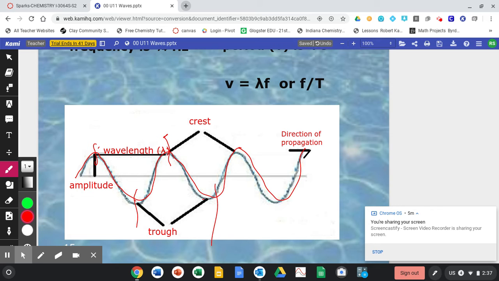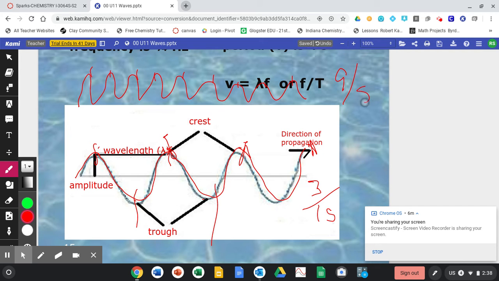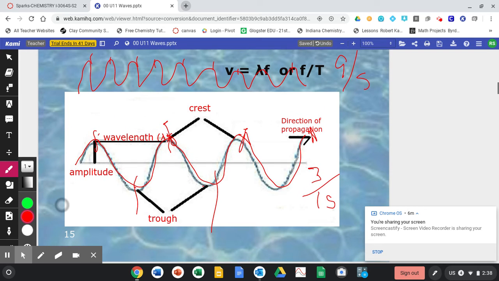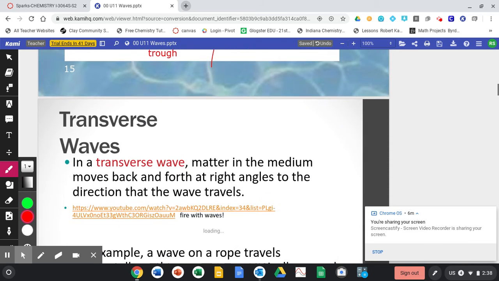How frequent the wave occurs, like this one, if this was representing 1 second, the frequency of this would be one wave, 2 waves, almost 3 waves per second. If I drew another wave at the top of this that looked like this, and this is representing 1 second, then it's 1, 2, 3, 4, 5, 6, 7, 8, 9 waves per second. So you can see it's 3 times more frequent there. And the wavelength gets shorter as the frequency increases.